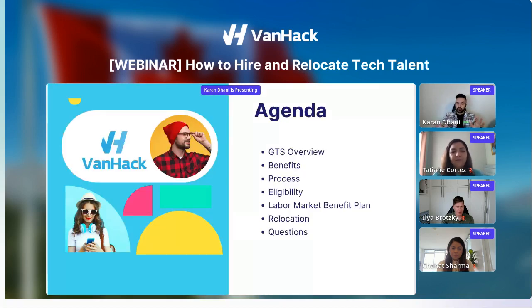So without further ado, I'll go over our agenda. We'll give you a brief overview of the global talent stream process. We'll also go into some of the benefits and why we use this program almost exclusively. We'll also touch a little bit on the process from start to finish, what it looks like, as well as eligibility, since some people will get concerned about, hey, can we even apply? Are there any issues with it, or will I be refused? So we'll talk about some of the eligibility requirements. We'll touch on something called the labor market benefit plan afterwards.